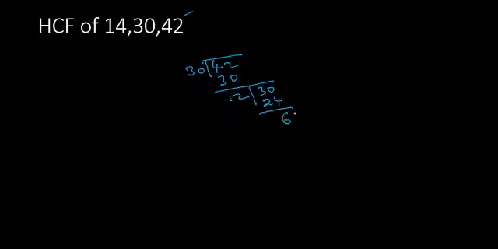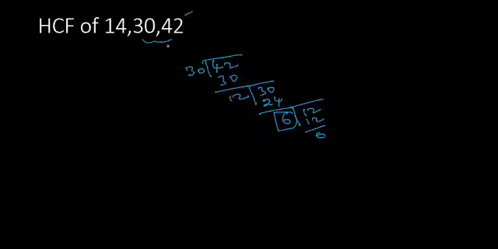Now the HCF of 14, 30 and 42. We will go for the repeated division method for finding this. The two biggest numbers are 42 and 30. So the biggest number is 42, divided by 30. This goes 1 time, remainder is 12. Divide 30 by 12, it goes 2 times, 24, remainder is 6. Now 6 divides 12 exactly. So the HCF is 6.